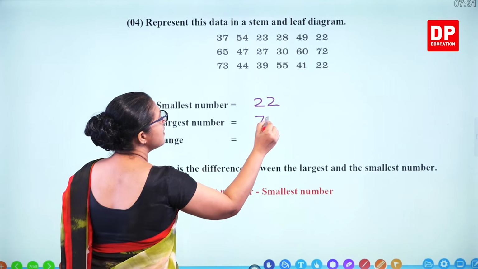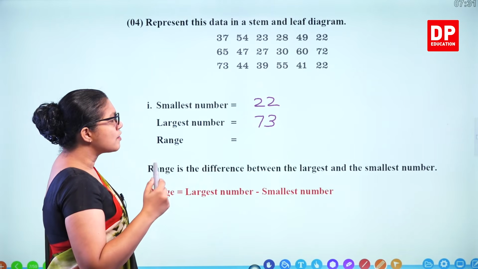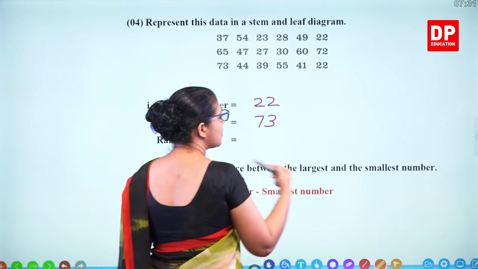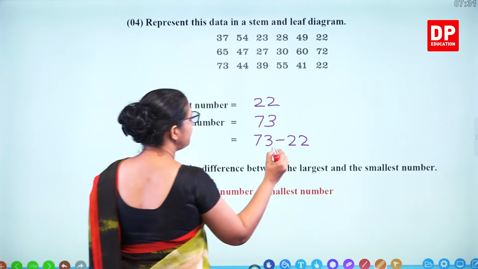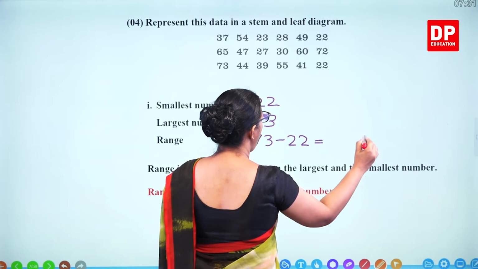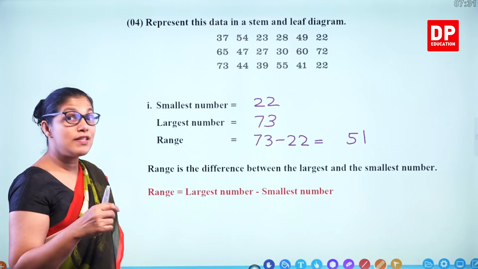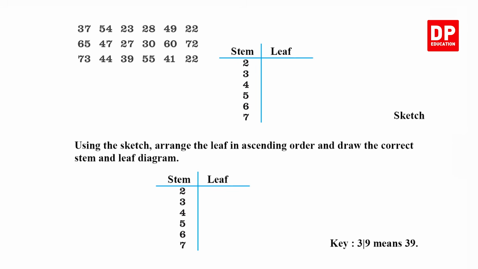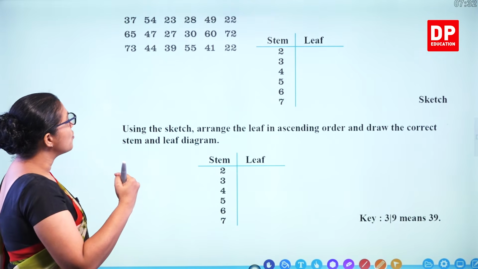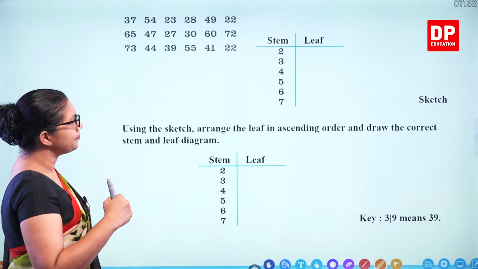That's 73. So what's the range? Range is the difference between the greatest value and the smallest value, the least value. So largest minus smallest. So 73 minus 22. What's the value? 51. So the range is a big number. So what you do? You can now draw the stem and leaf diagram, starting from 22, and the largest number is 73.